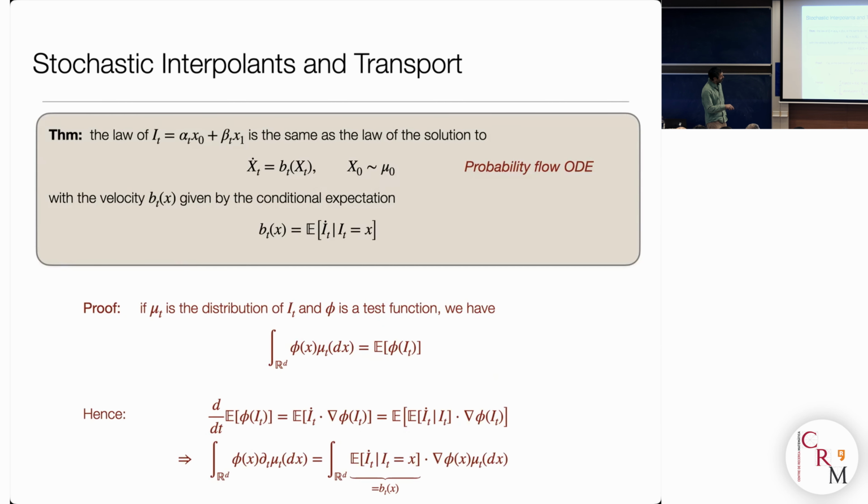And then you can rewrite all of this as expectation over mu. And what appears here is this velocity field b, this conditional expectation. And what you have here is simply the transport equation in weak form whose characteristics is this. Okay, and that pretty much is the end of that story.